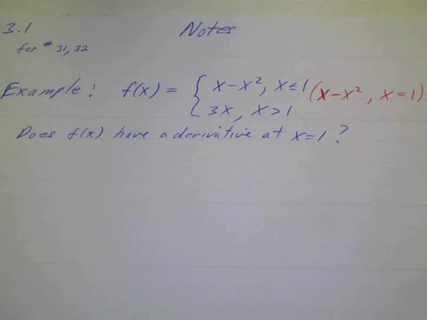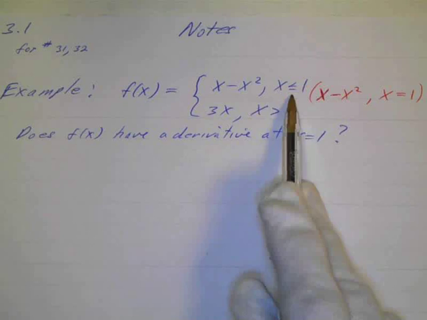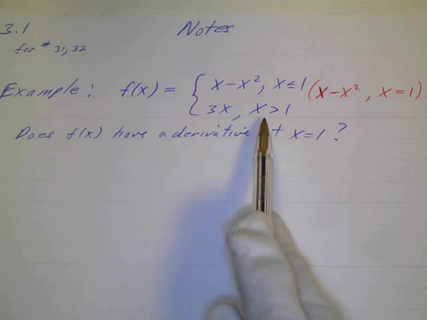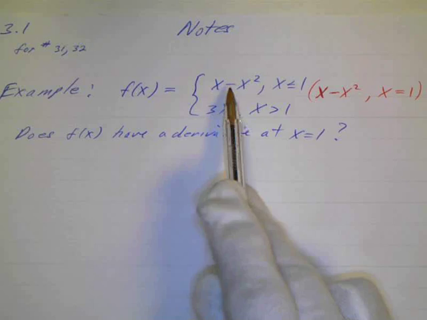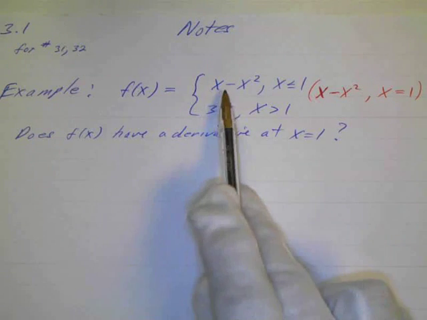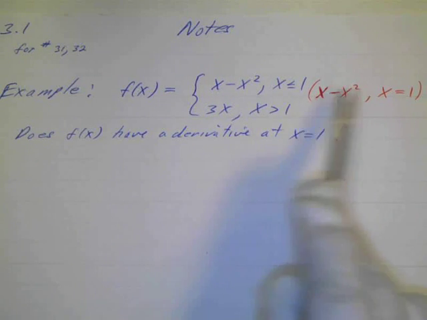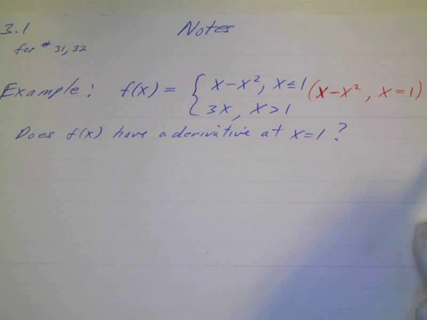Okay, here's another example from section 3.1, and this is dealing with piecewise functions. We have a piecewise function here, f of x, defined as x minus x squared when x is less than or equal to 1, and 3x when x is greater than 1. And we can actually just break this up and say when x is less than 1, it's equal to this, and when x is equal to 1, it's also equal to x minus x squared. So that's going to maybe help if we differentiate that.